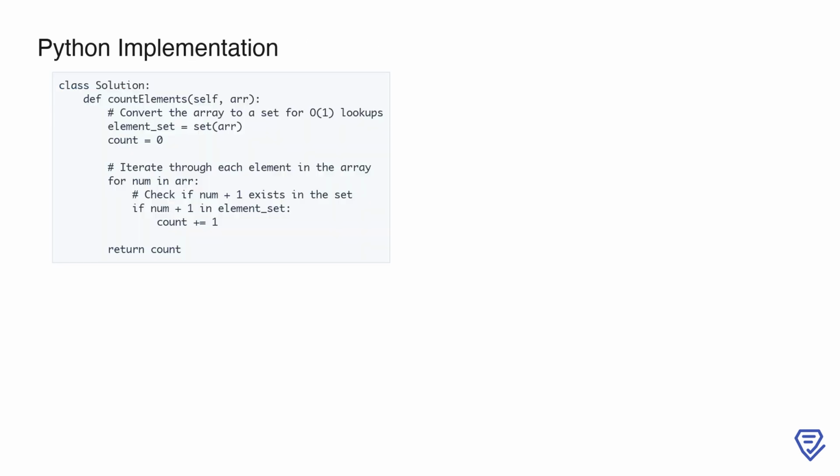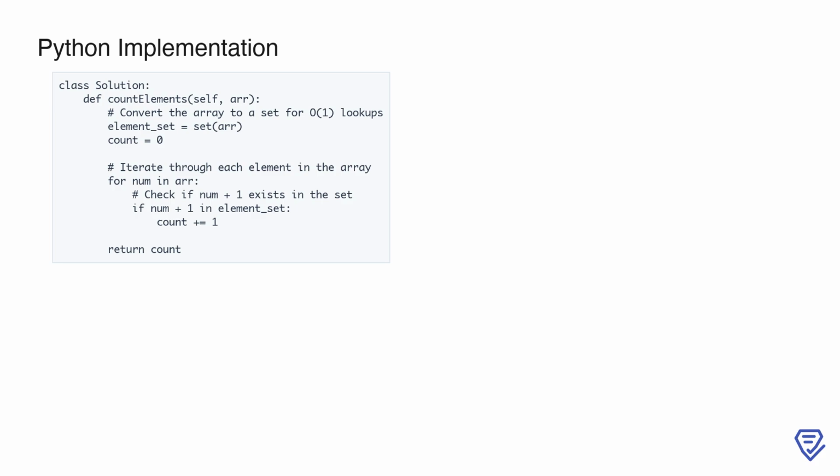This implementation solves the LeetCode problem number 1426, counting elements. The goal is to count how many elements in the input list ARR satisfy the condition x plus 1 is also present in the list. The code begins by converting the input list ARR into a set, named element_set. This is done because lookups in a set have O(1) time complexity, making it efficient to check for the presence of x plus 1. Without this conversion, checking for the presence of elements would require a linear search, leading to a less efficient O(n²) overall complexity.